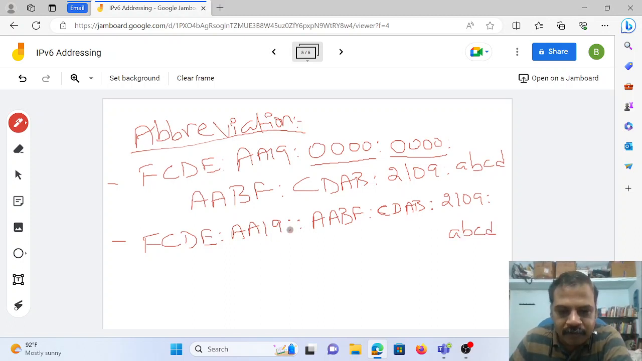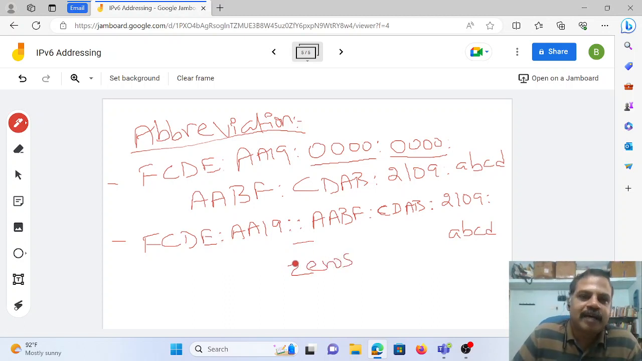Here the double colon means the system will understand that all the values in between are zeros. It knows the length of an IPv6 address is 128 bits, so automatically this section will be taken as 0. So that's one kind of abbreviation. Let's go for another case.